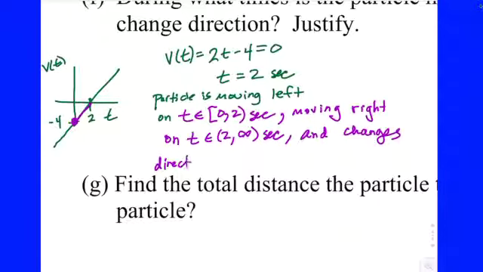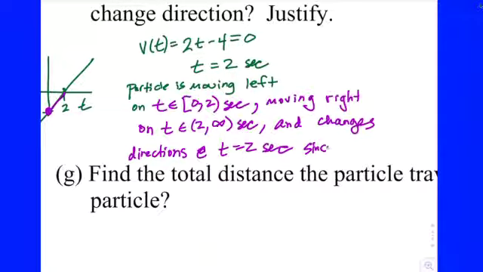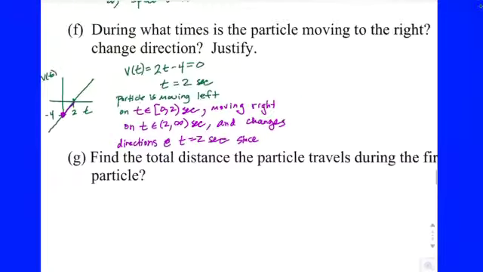Particle changes directions at t equals 2 seconds. And then the reason would be since or because. And what would it be? Since it, or since the graph, or since the function? Do any of those work? It, the graph, the function?